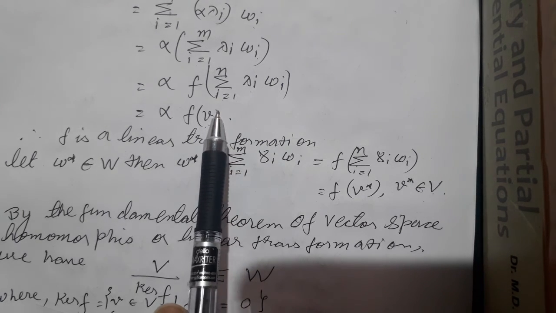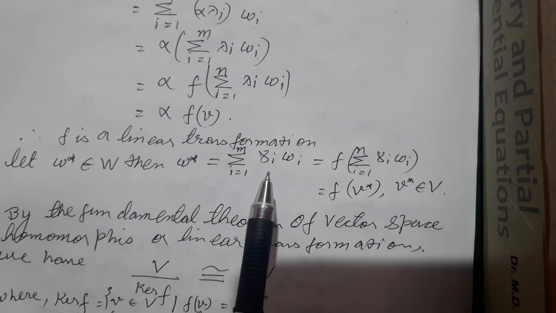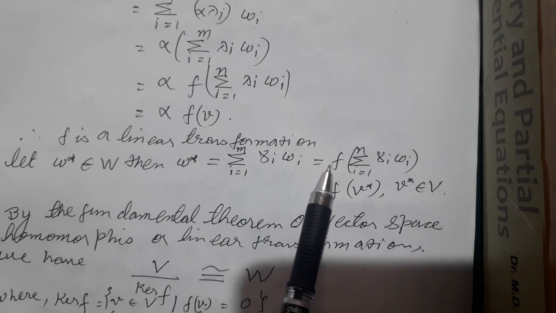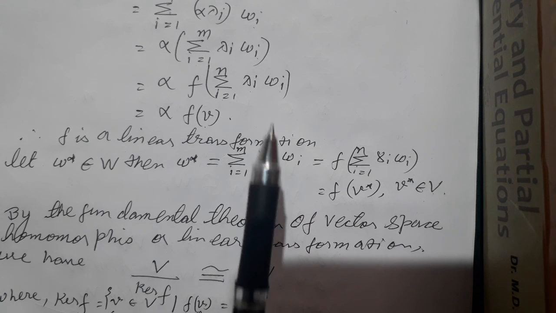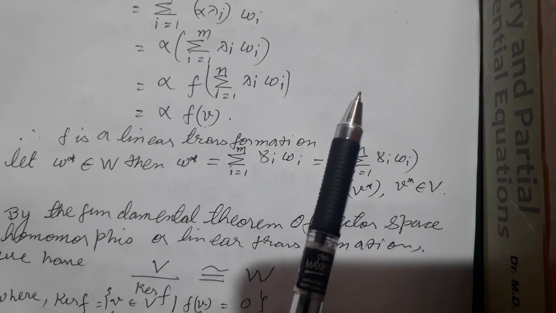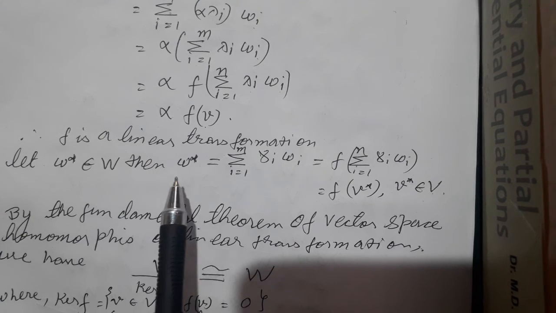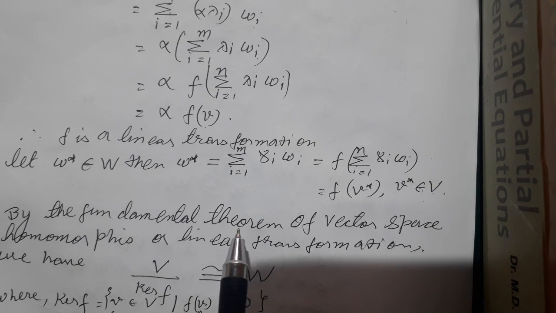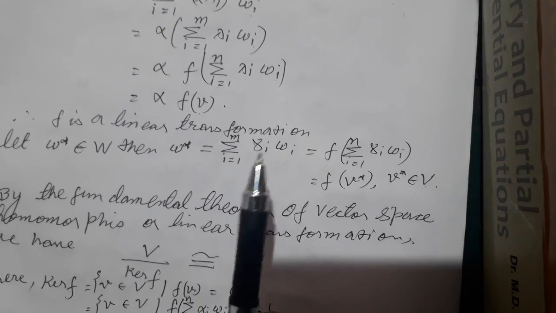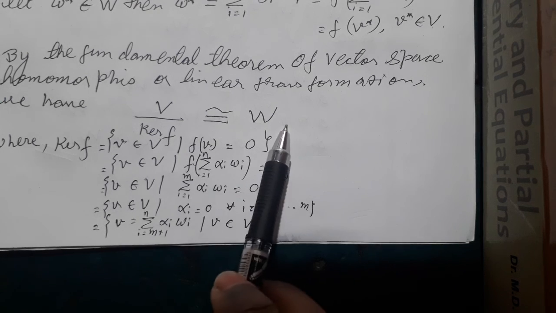Since f is a linear transformation and f is onto, we can apply the fundamental theorem of vector space homomorphism, or linear transformation. So by using this, we have the vector space V divided by the kernel of f is isomorphic to the subspace W. So we have here isomorphic to this.